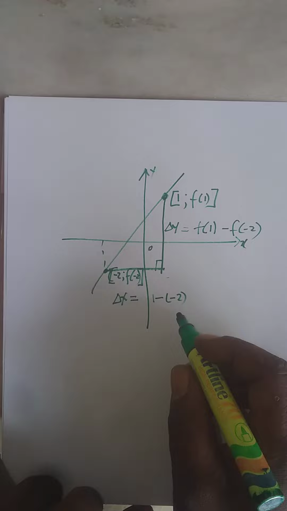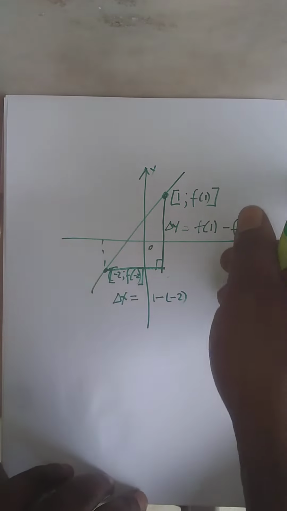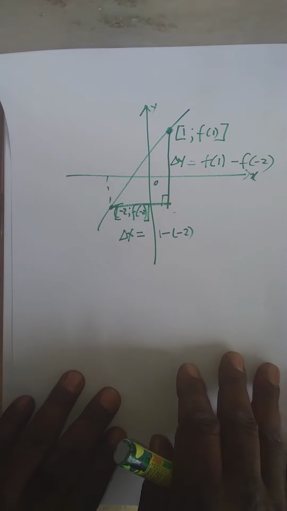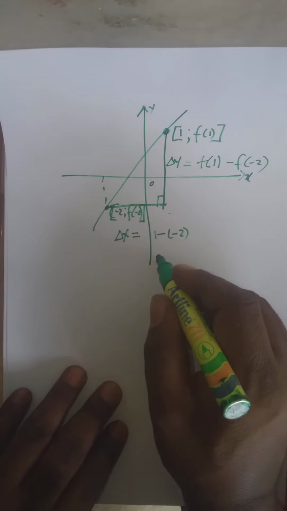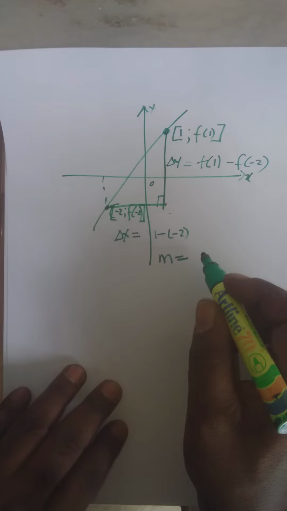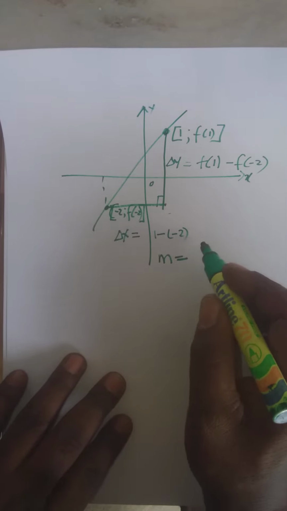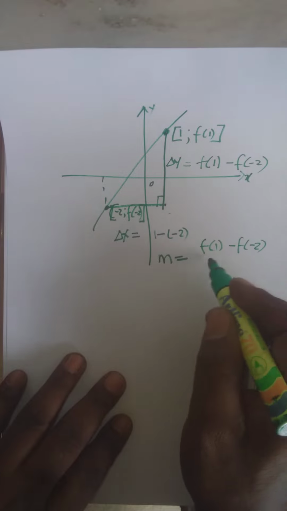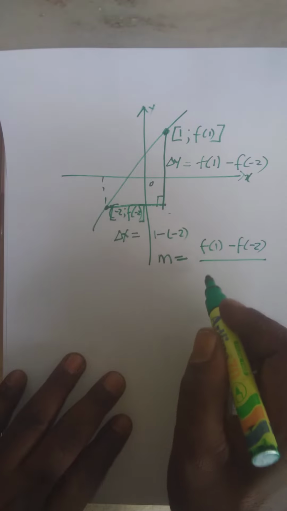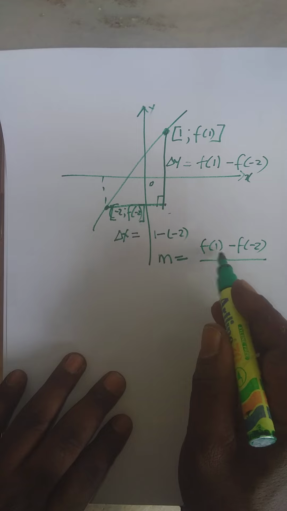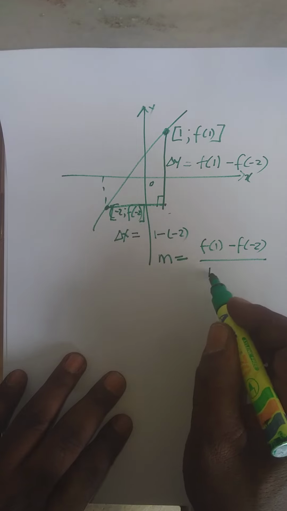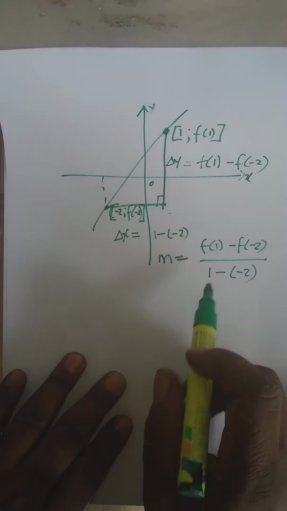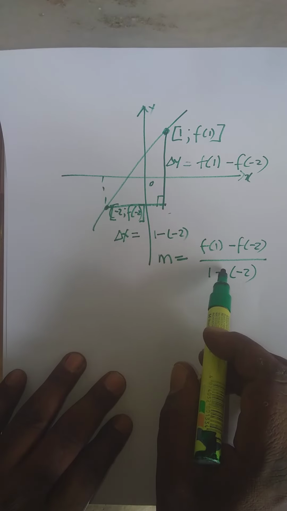So basically we are saying the gradient would be change in y over change in x. So the change in y over change in x, yes, this is the change in y. Change in x is that. I know you are familiar with this thing.